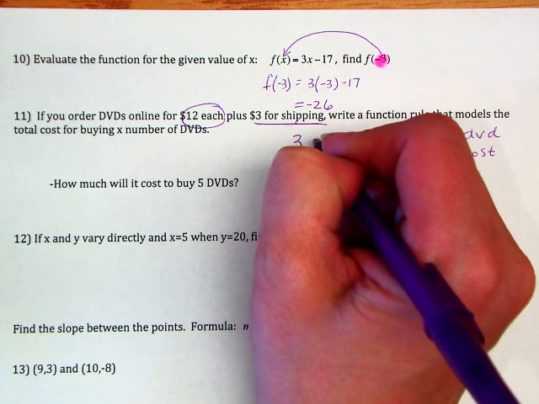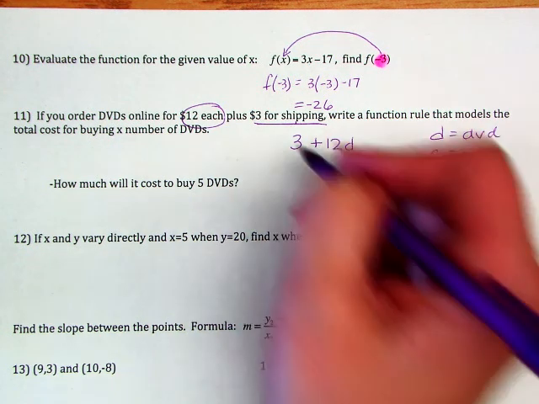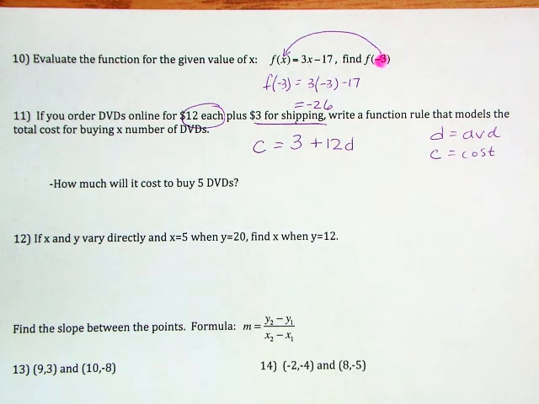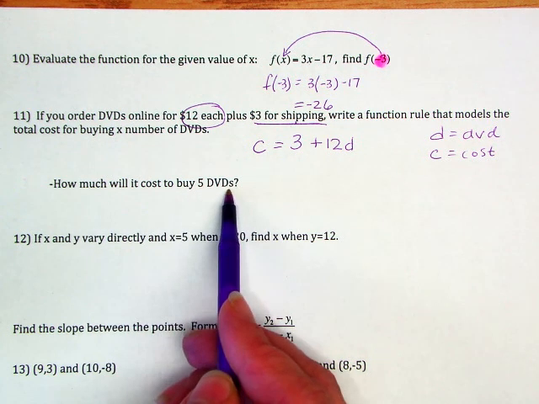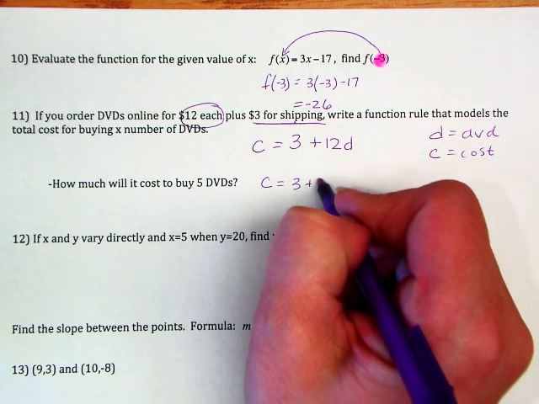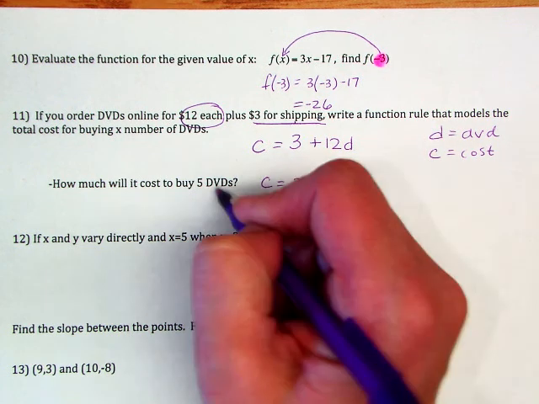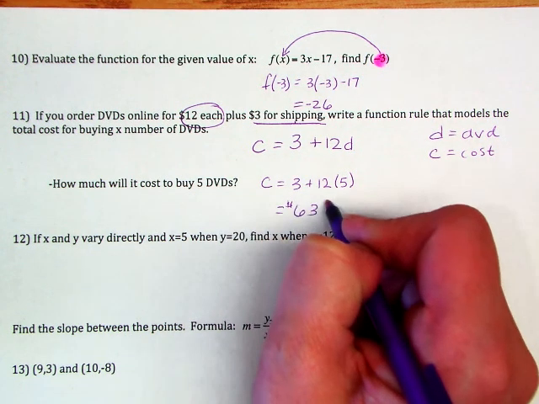$3 shipping is the automatic price, plus $12 times the number of DVDs is going to tell me my total cost. How much will it cost to buy 5 DVDs? So the number of DVDs is 5. I put this into my calculator, and I get $63 out as my final answer.